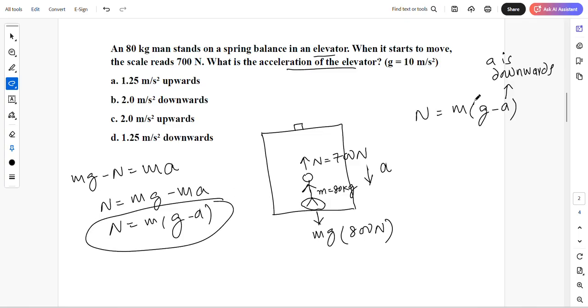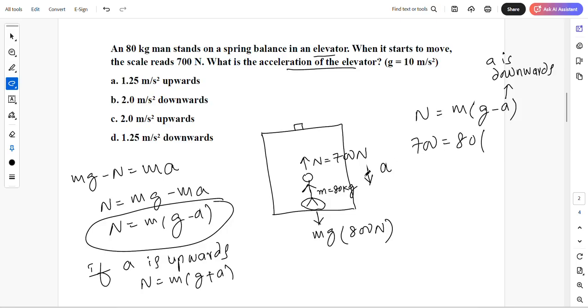This you remember. A downwards means N is equal to mg minus ma. If A is upwards, remember the formula: N is equal to mg plus ma. Now, you are supposed to calculate the acceleration. N they have given is 700, m is 80, g is 10, and A I do not know. So 700 is equal to 800 minus 80 A.